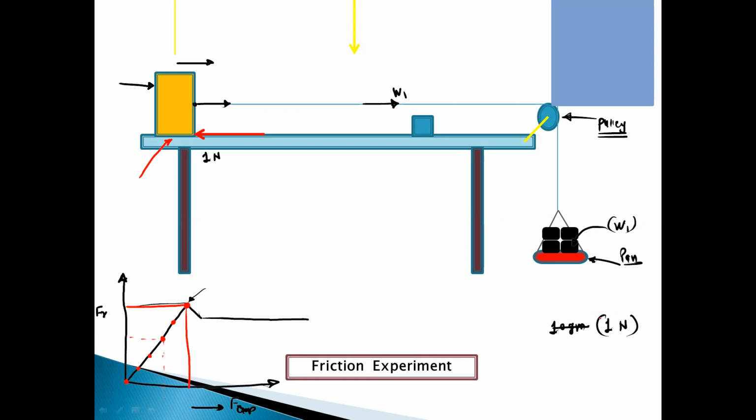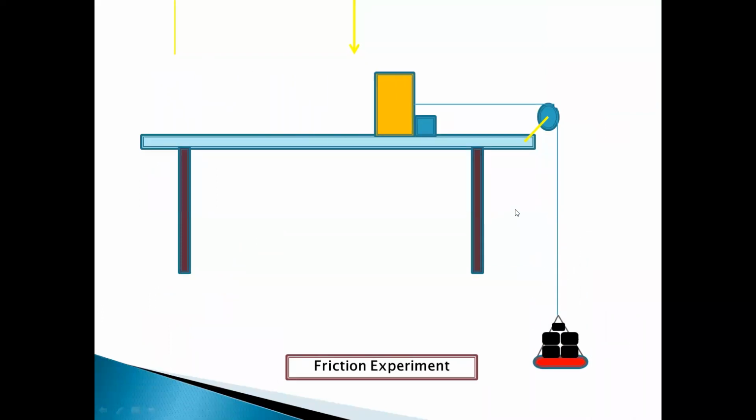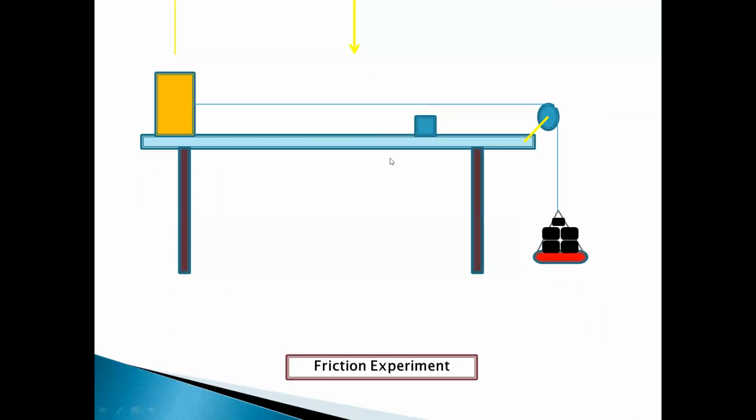When the external weight in the pan was equal to 4 Newton, the friction was 4 Newton only. Beyond this point, if I increase the weight to 4.1 Newton, that means you add a very small weight of 0.1 Newton in the pan, immediately you can see there is a motion. So this is the dynamic condition and this is the static condition. Because of this small weight, the object started its motion. This is called the dynamic condition.